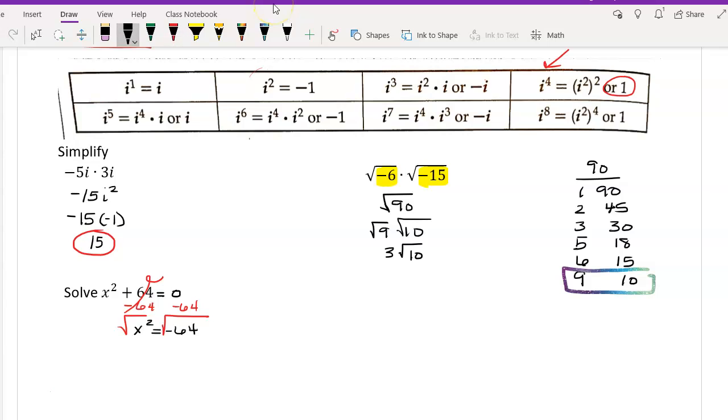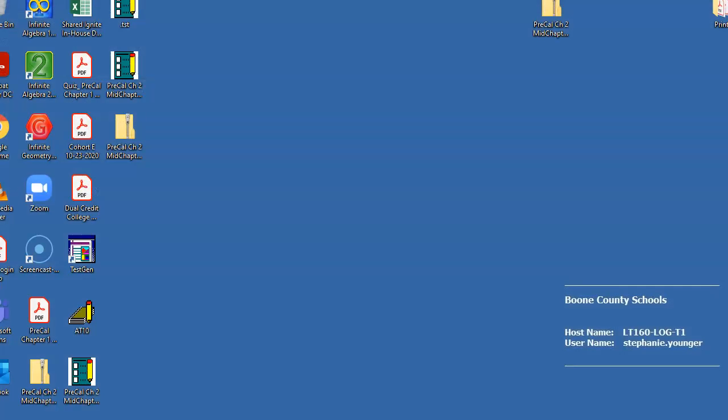Well, we know on the left-hand side we get x. But this is the same as the square root of negative 1 times the square root of 64. Well, we know that the square root of negative 1 is i. We know that the square root of 64 is plus or minus 8. So x equals plus or minus 8i, because remember that real number, that b value, is always going to come to the front.